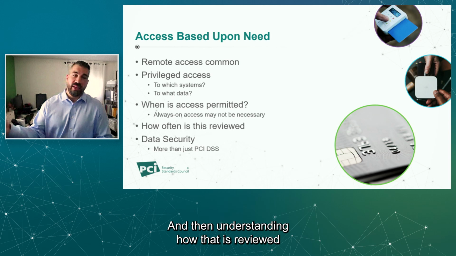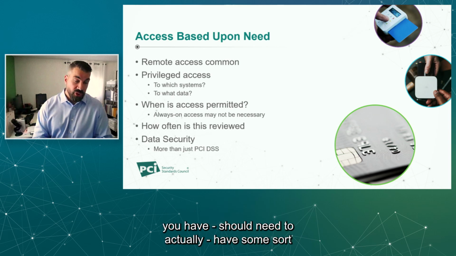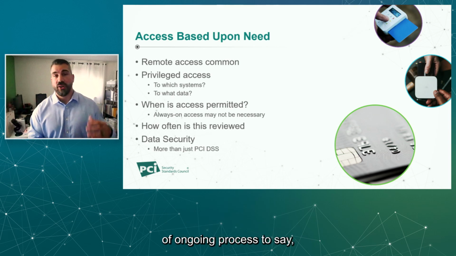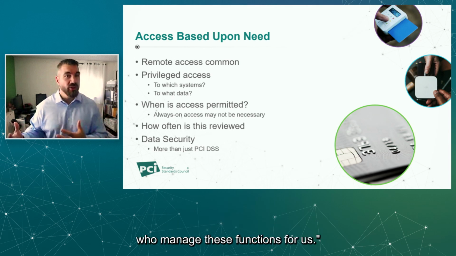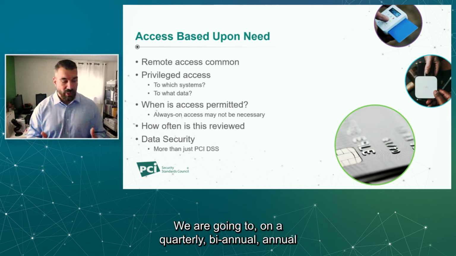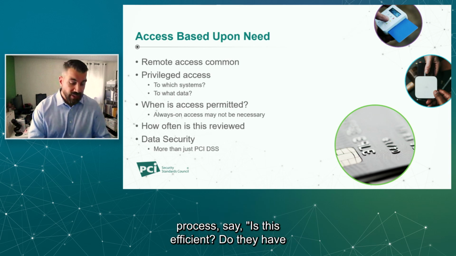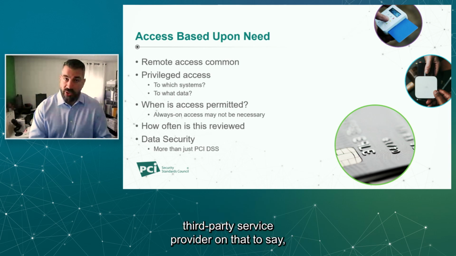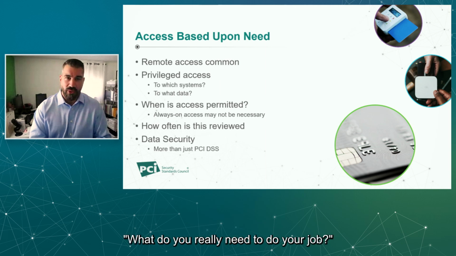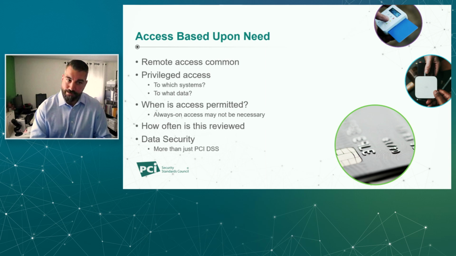And then understanding how that is reviewed, you should have some sort of ongoing process to say, these are the third-party service providers who manage these functions for us. We are going to, on a quarterly, biannual, annual process, say, is this sufficient? Do they have too much access? And it's not atypical to work with the third-party service provider on that to say, what do you really need to do your job? Making it a conversational issue, but following through to make sure that those things are documented.